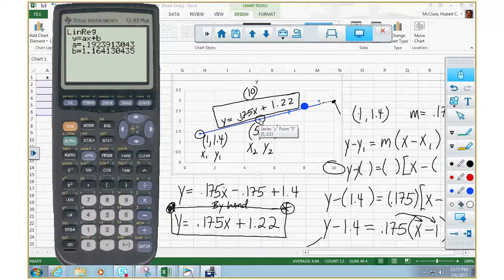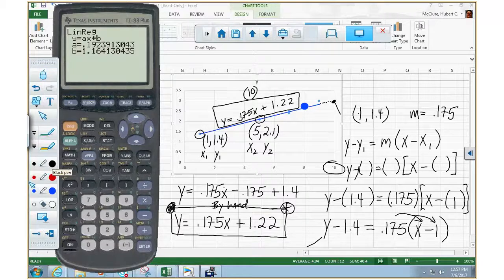Now, why don't they call A, M? Don't ask me. I don't know why they won't do that. But M is 1.19, and your 1.22 is 1.16. All right? So the calculated version, I'll put it in red. Your handheld version versus your calculated version is 0.192 plus 1.16. And you're really talking about 0.18, 0.19, and 1.2 and 1.2. So you're not far off.